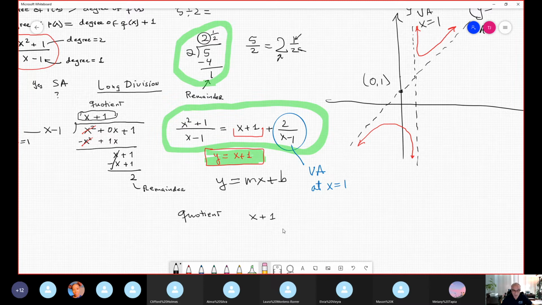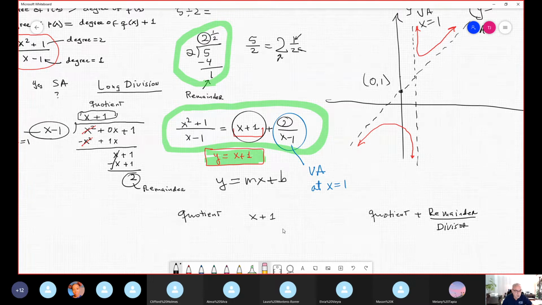Now plus. The formula is quotient plus remainder over divisor. That's the formula. In our specific example, the quotient is x plus 1, boom. The remainder in the long division is 2, boom. I copy it here. And the divisor is this expression, x minus 1. I copy that. Boom. That's it. Got it?